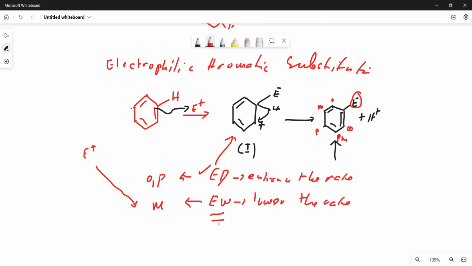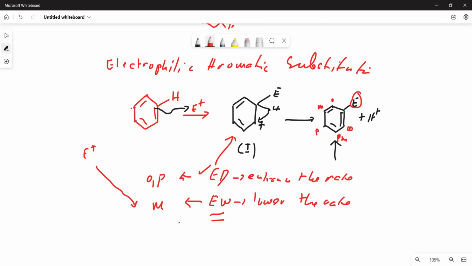So you have to assess the first substituent. You should know whether it is electron donating. Because if it is electron donating, then it is an ortho para director. However, if the first substituent is electron withdrawing, then it will direct the next electrophile at the meta position. And it is a meta director.